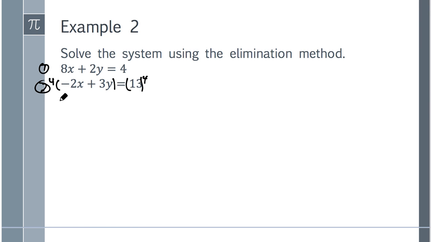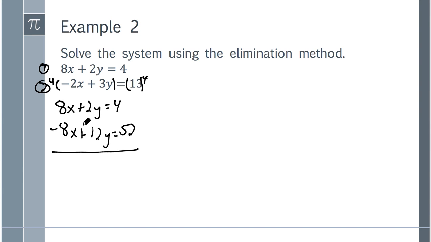So rewriting the system, the first equation stays identical. We have 8x plus 2y equals 4. The second equation now becomes negative 8x, notice I'm distributing the 4, plus 12y equals 4 times 13, which is 52.